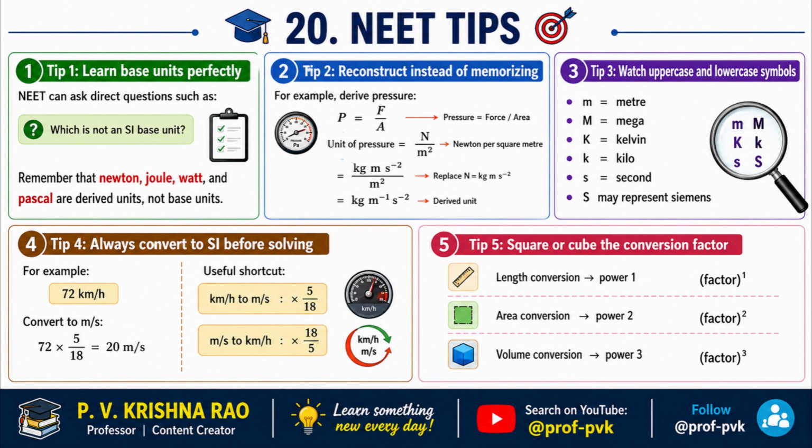What is the multiplication factor here? 5 by 18. What for? To convert kilometer per hour into meters per second. So the usual shortcut is 5 by 18. Similarly, if you want meters per second into kilometers per hour, the multiplication factor is 18 by 5. Just reverse of the above.